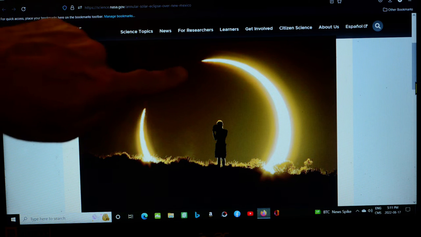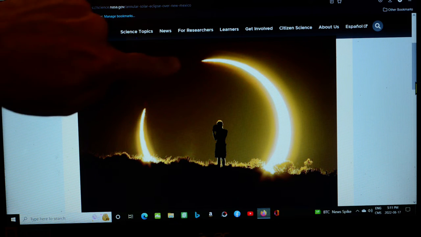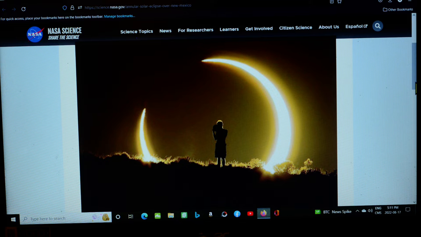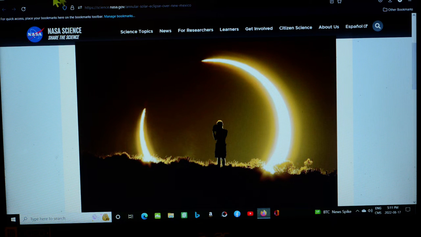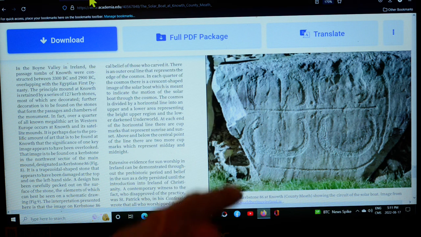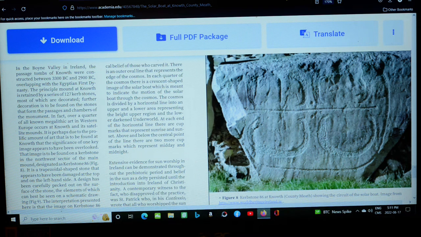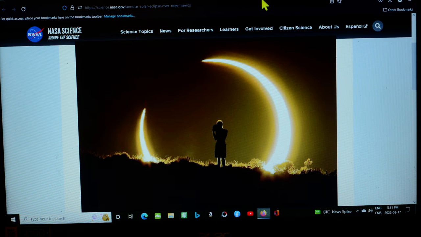We see the outer edge here. We even see possibly part of the chromosphere there. But we see essentially a crescent shape that's almost identical to that. You see the similarity here? But let's go back to eclipse images. So this is a NASA science article. Okay, so that just opened a fresh page.